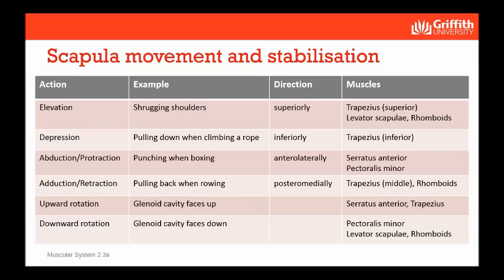Upward rotation of the scapula occurs so that the glenoid cavity faces upwards when serratus anterior and trapezius muscles contract. Downward rotation of the scapula occurs when the glenoid cavity faces down, as a result of contraction of pectoralis minor, levator scapulae, and the rhomboid muscles. Use this table to test your knowledge of the muscles involved in moving and stabilizing the scapula.